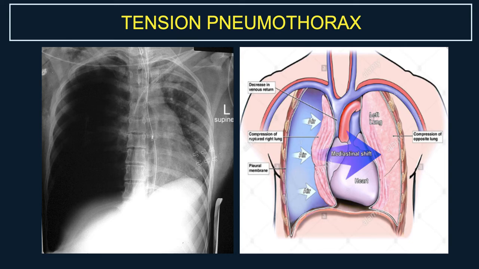Now in a tension pneumothorax, air from a ruptured lung enters the pleural cavity without means of escape, and as air pressure builds up, the affected lung is compressed and all of the mediastinal tissues are displaced to the opposite side of the chest.